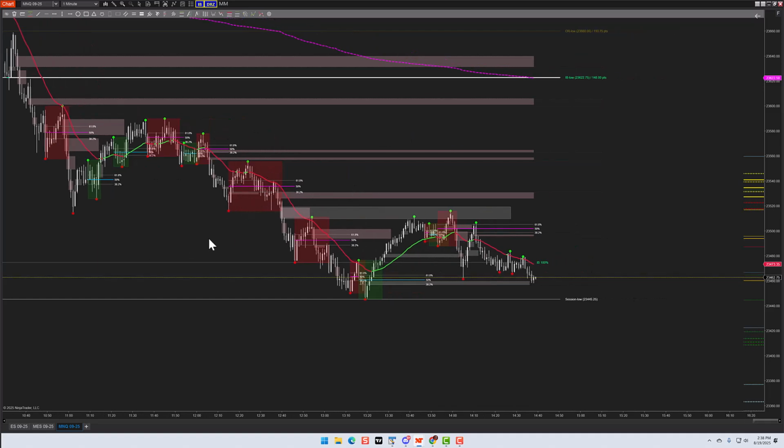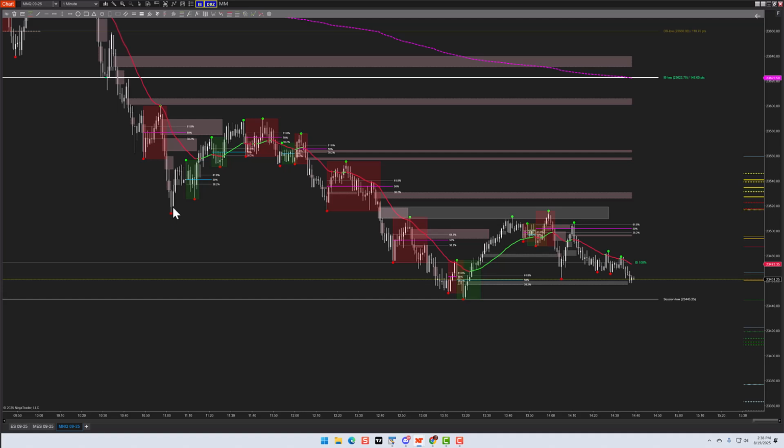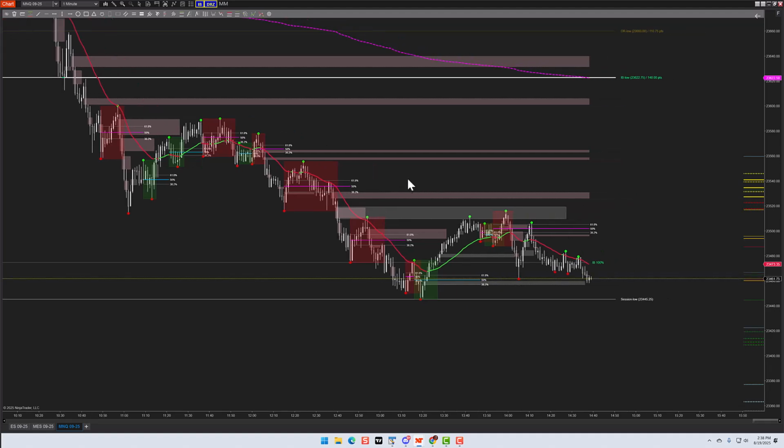Could you draw them yourself? Yeah, you could. What it is, it's efficiency, right? And it's taking the subjectivity out of where do I draw? Okay, would that be one? Is that one? It's doing it for you. And then adding in the fair value gap and the imbalance.